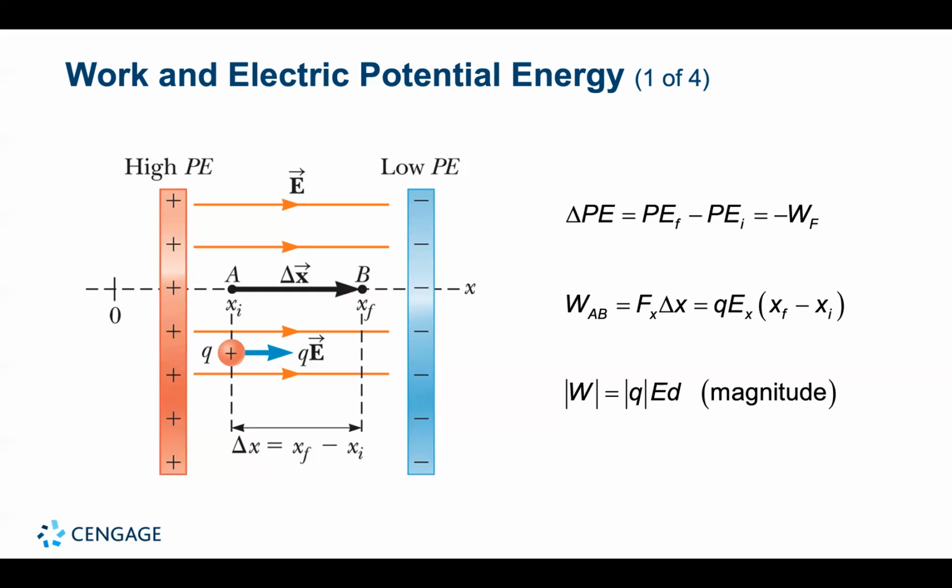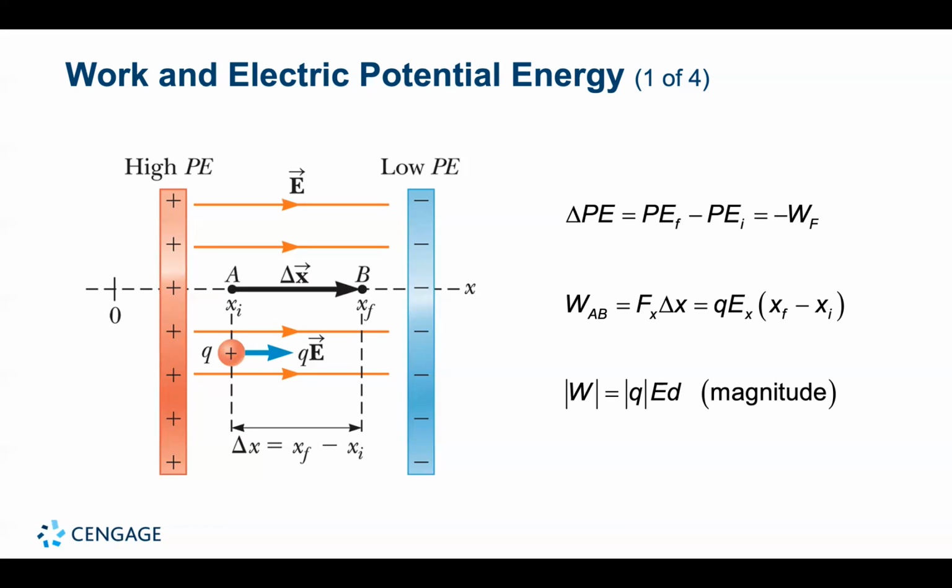To see how this works, imagine a small positive charge placed at a point A in a uniform electric field E as shown in this figure. Let's assume for now that the electric field is constant and that the charge moves parallel to the field. As the charge moves from point A to point B under the influence of the electric field E, the work done on the charge by the electric field is equal to the part of the electric force QE acting parallel to the displacement times the displacement.